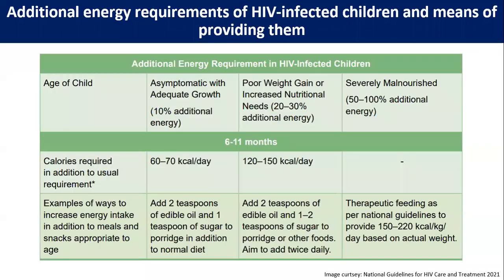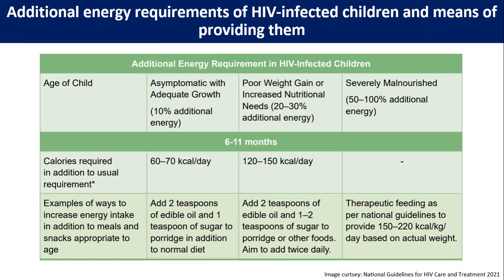So this is a chart which explains the additional energy requirements we can give in this child. As already discussed, an asymptomatic child who is having adequate growth, but since he is having HIV, will require 10% additional energy. That comes to around 60 to 70 kilocalories per day extra. So how can we provide this? We can add 2 teaspoons of edible oil and 1 teaspoon of sugar, because this increases the calorie density, and it can be given in porridge form.